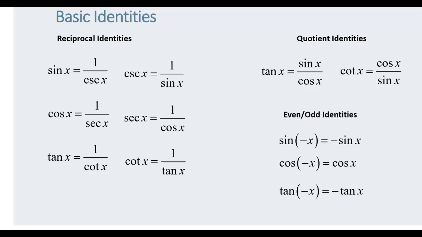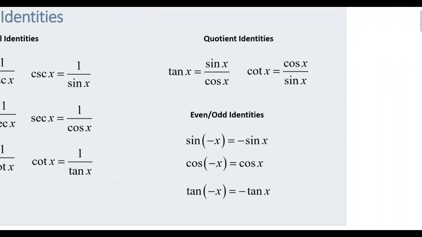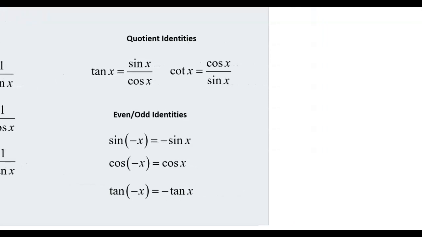The reciprocal identities are taking an existing trig function like the sine of an angle and taking the reciprocal, taking that fraction and flipping it over for cosecant. Secant and cosine are reciprocals, and tangent and cotangent are reciprocals. We also have the quotient identities, which are that tangent is equal to the sine over the cosine.